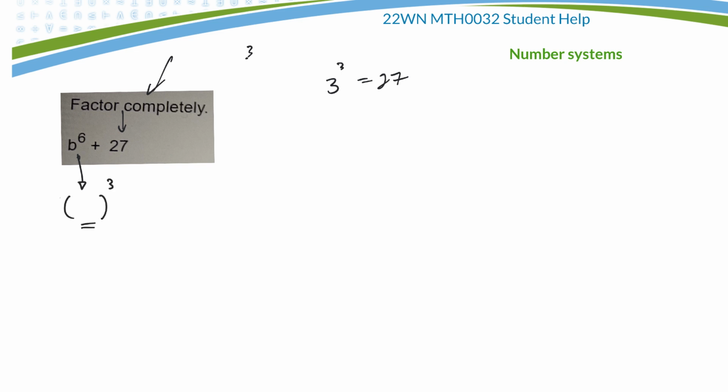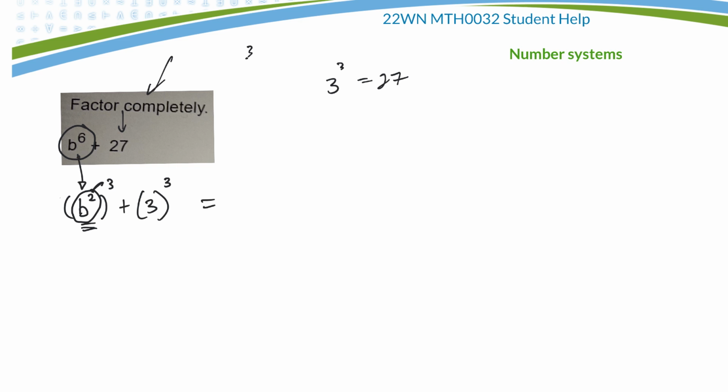So what do I need to put in here to make this b to the 6th? So if I put a b squared, power of a power, 2 times 3 gives me 6. So the thing that should be in there is a b squared. Plus, then of course 27 will be 3 cubed.